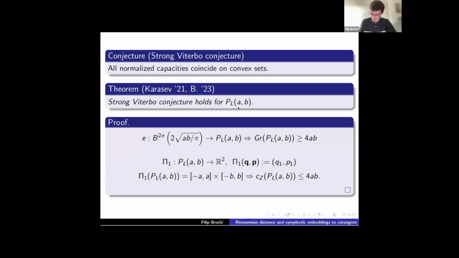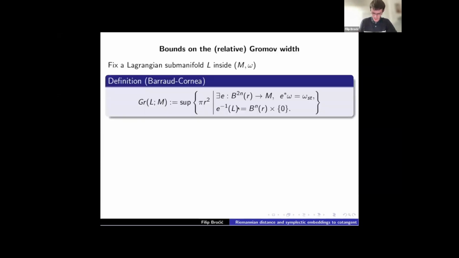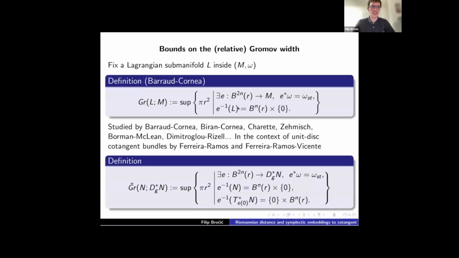Okay, so I'm a bit short on time, so maybe I'll just state the definition of relative Gromov width and give, as a corollary of my previous result, something on the relative Gromov width inside unit disk cotangent bundles. Initially, relative Gromov width was defined by Barraud and Cornea for Lagrangian submanifolds inside symplectic manifolds. It's the largest capacity of a symplectic embedding of a ball inside M, such that the pre-image of the Lagrangian is equal to the real part of the ball.